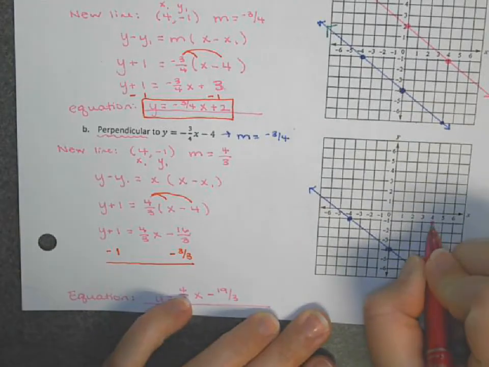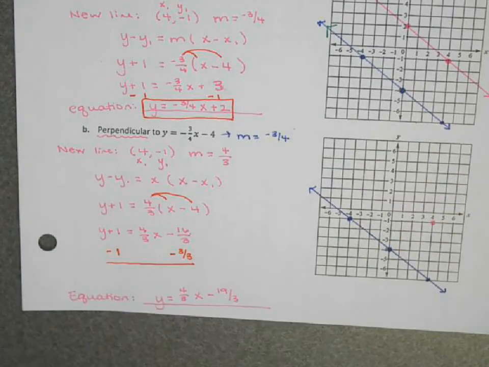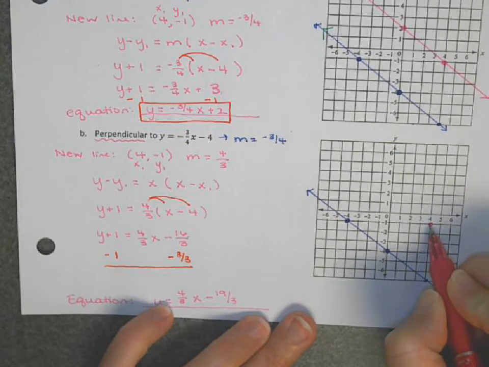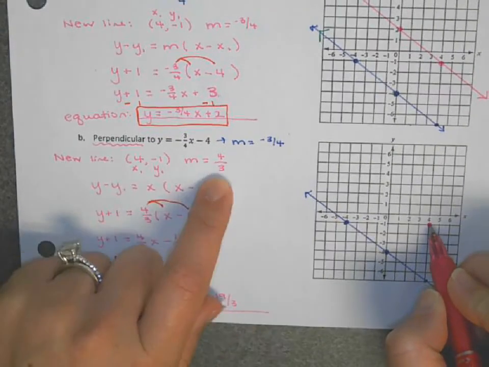So if you plot 4, negative 1, what you can do from there is use that as your starting point. And what was the slope? How does the slope tell you to move? Now, what's the slope tell you?